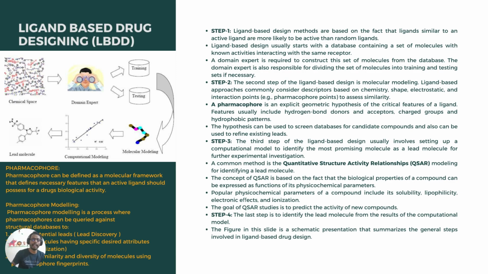So in order to simplify this entire ligand based drug design, we can say that there are four important steps in ligand based drug design. I am trying to simplify this LBDD. In step 1, ligand based design methods are based on the fact that ligands similar to an active ligand are more likely to be active than random ligands.